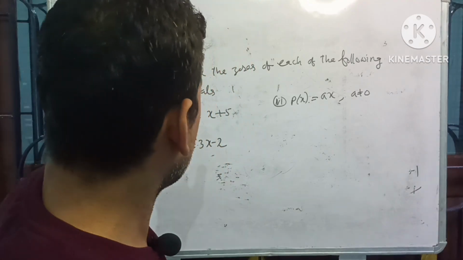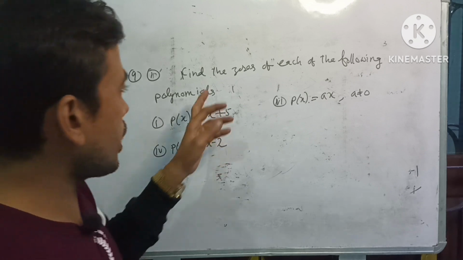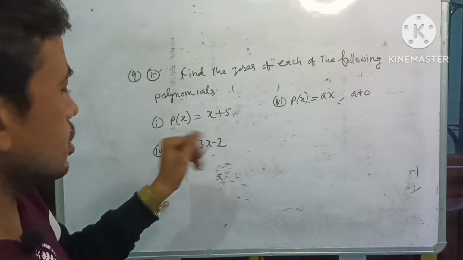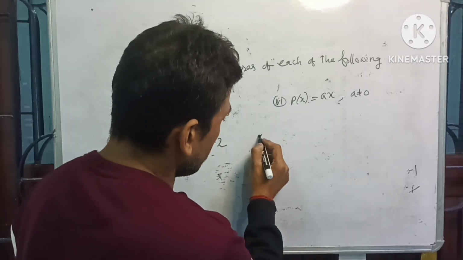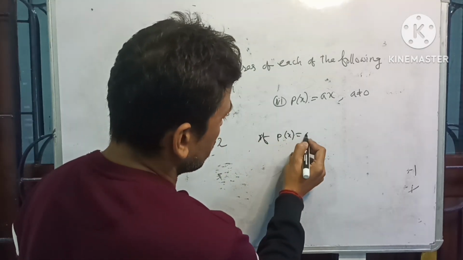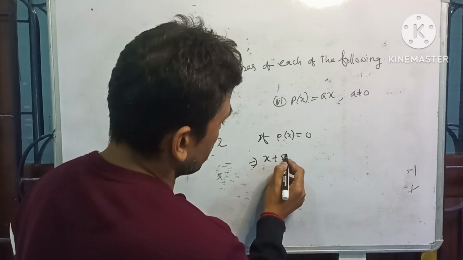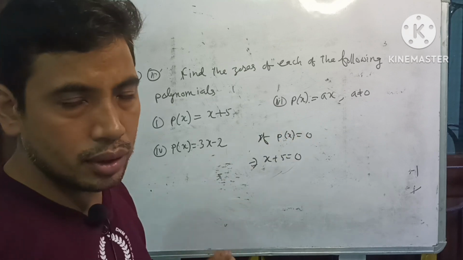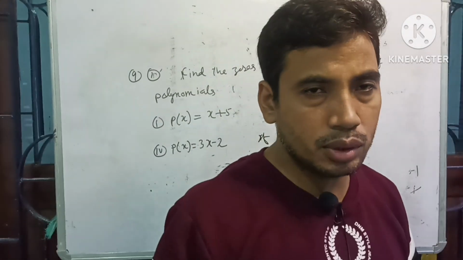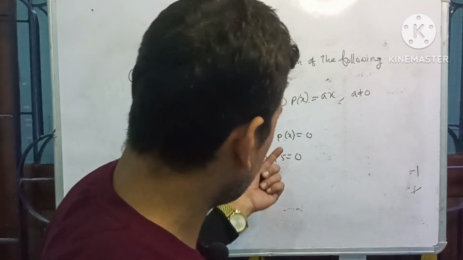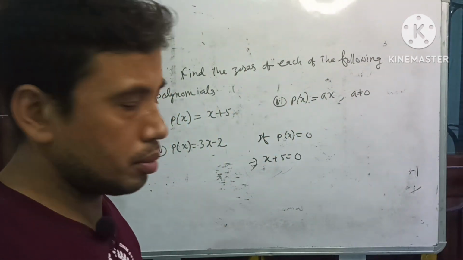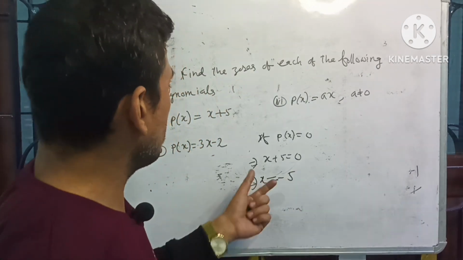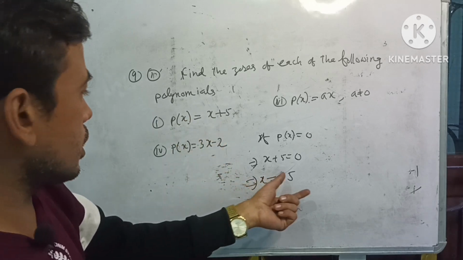Okay? Now in example 4, what is given? Find the zeros of each of the following polynomials. So first, what is given? P(x) is equal to x plus 5. We write if P(x) is equal to 0, then what we get? x plus 5 is equal to 0. So here why we write P(x) is equal to 0? Because zero is what? Zero is the value of the variable for which the polynomial becomes 0. Okay? So we get what? x is equal to minus 5. So the zero of this polynomial is what? x is equal to minus 5.